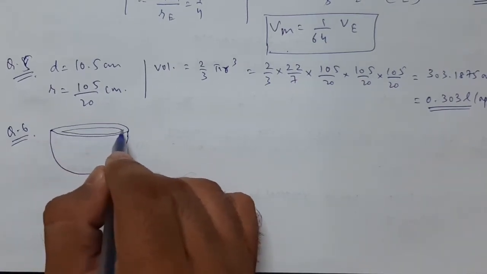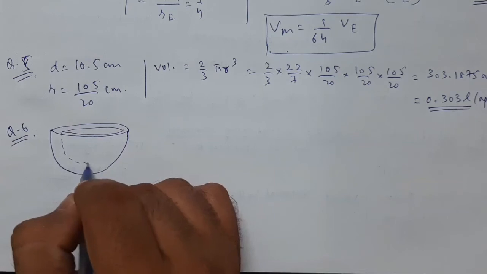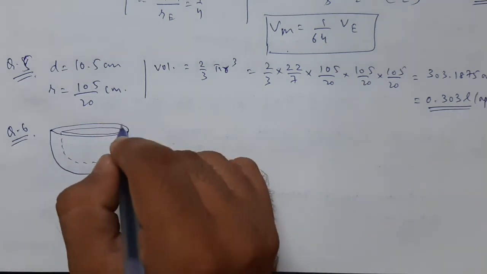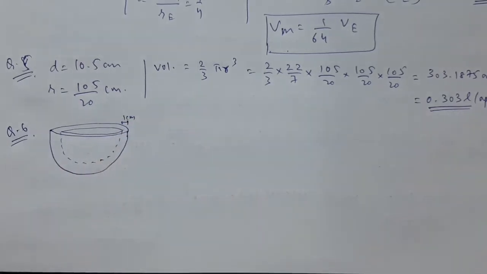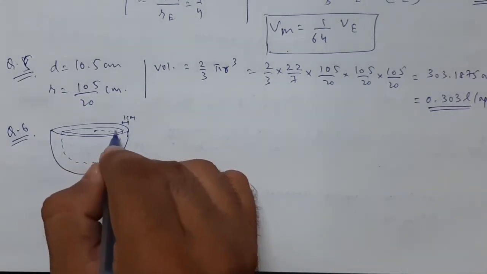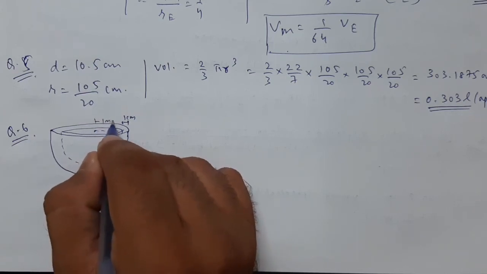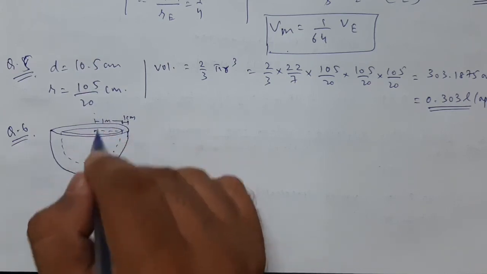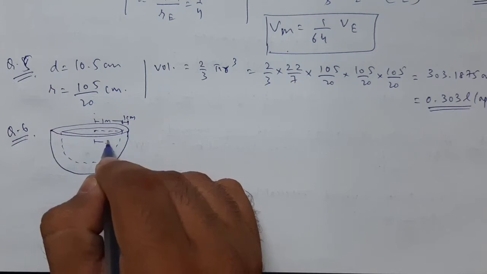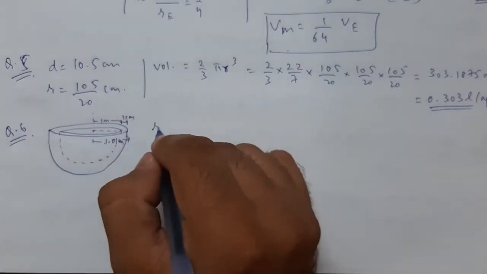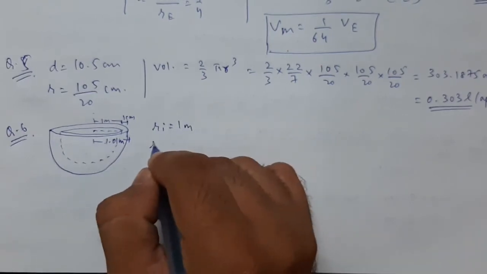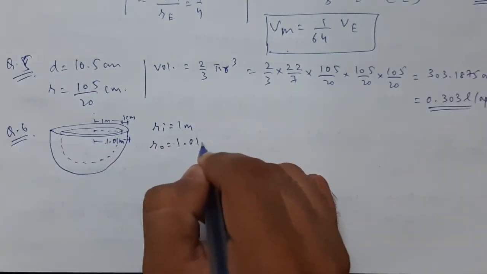Whose thickness is 1 centimeter. This gap is 1 centimeter, and the inner radius is 1 meter. The radius of the inner is 1 meter. So the outer radius will be 1.01 meter. So our inner is equal to 1 meter, our outer is equal to 1.01 meter.